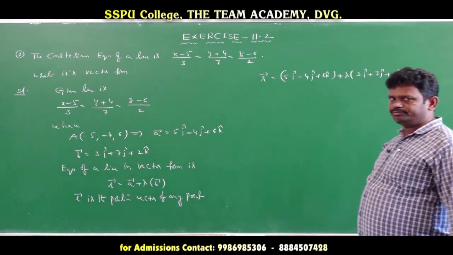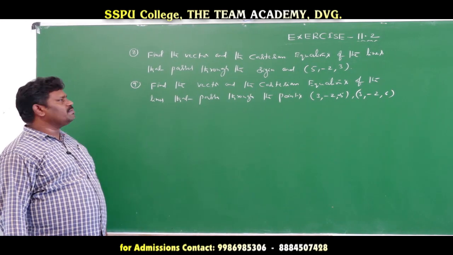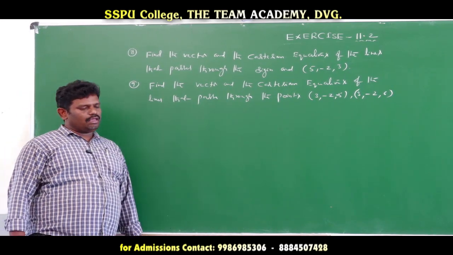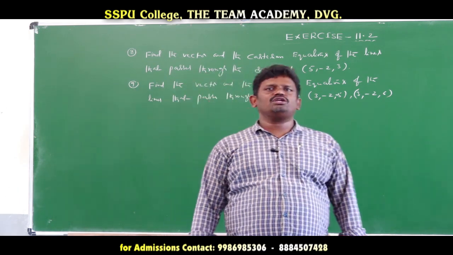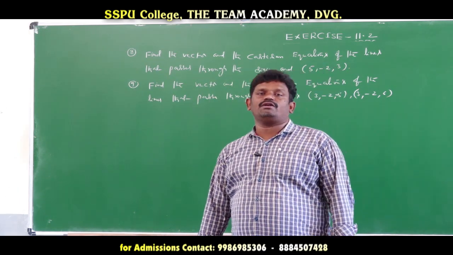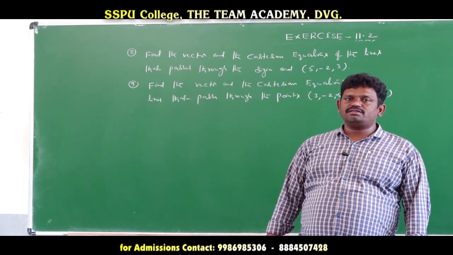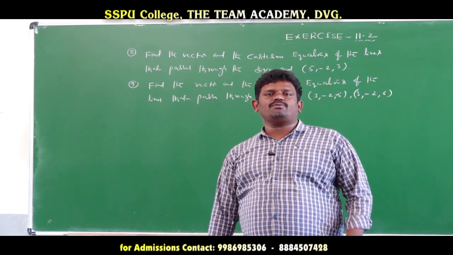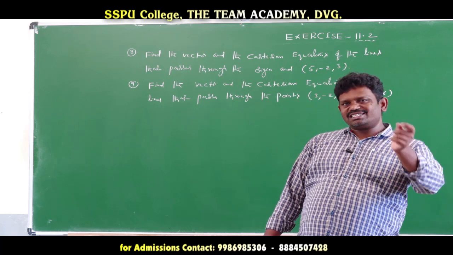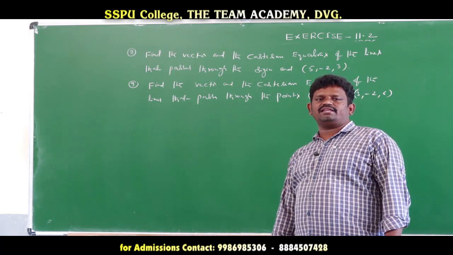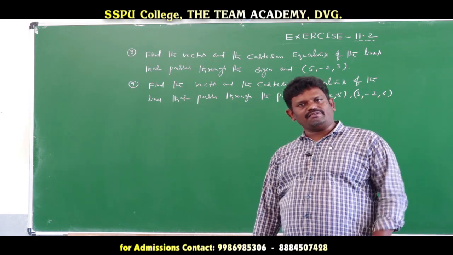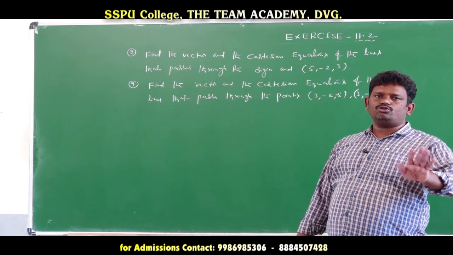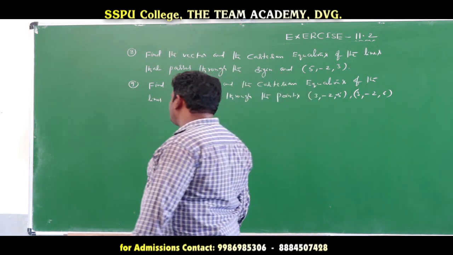Okay? Next two questions, 8th and 9th, are the same model. Already we learned one theorem. Second theorem, equation of a line passing through 2 given points. The formula in vector form is r bar is equal to a bar plus lambda into b bar minus a bar. Next, the Cartesian form: x minus x1 by x2 minus x1, y minus y1 by y2 minus y1, z minus z1 by z2 minus z1. So here also the same concept.